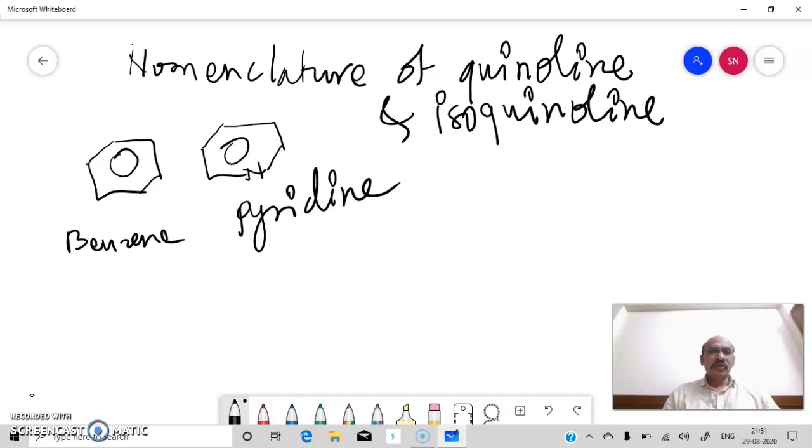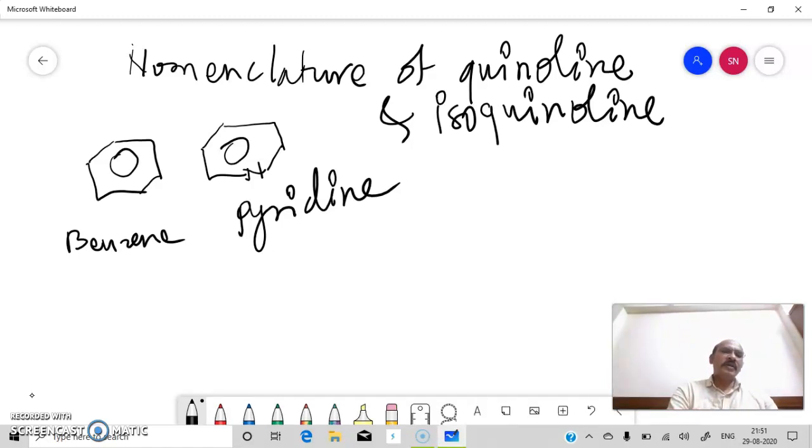Now, how these two rings fuse together, for the understanding of that, here we will see bonding denotations for pyridine. Now, this bond, which is adjacent to nitrogen of pyridine, we will write as A, second to that as B, C, D, E, F, like this.